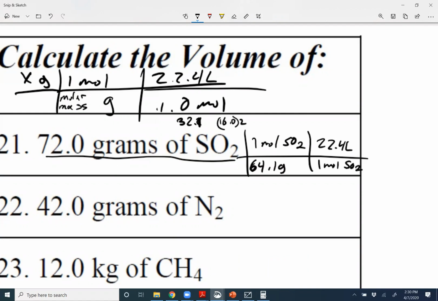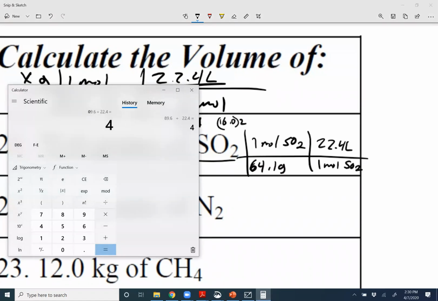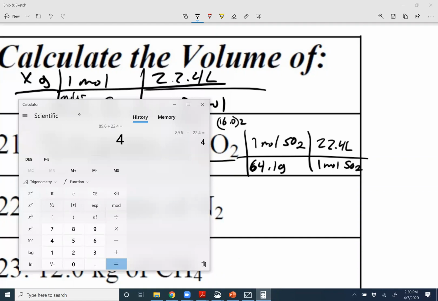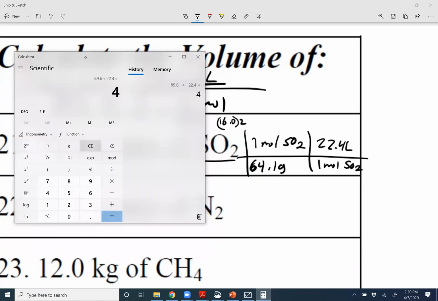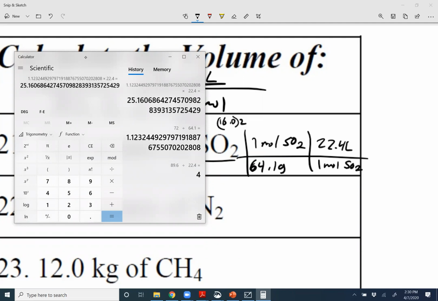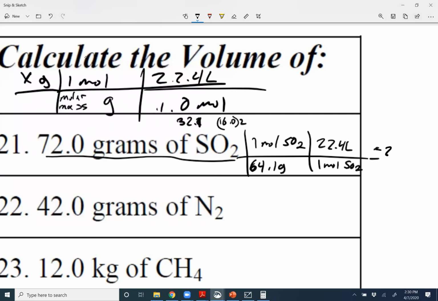So getting out your calculator, we're going to take our original number, 72 grams. Clear, 72. We're going to divide that by 64.1, and then multiply that by 22.4. As you can see, we got a whole bunch of numbers over here, but we want that number right there, 25.1, and this is going to be liters.